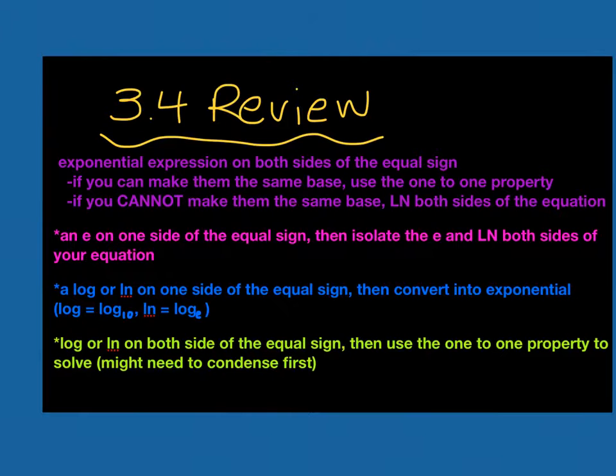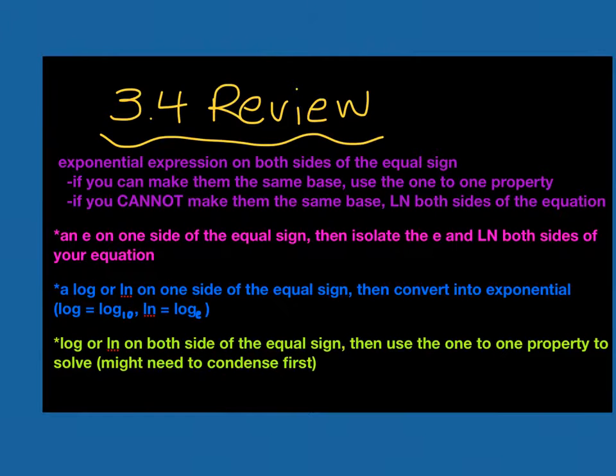And if they're different, and you can make them the same base, then you just have to use the one-to-one property. So if it was like 2 on the left and 4 on the right, I would change 4 to be 2 to the second power, solve it, that kind of thing. If you can't make them the same base, which I'll show you an example of in a little bit, then you will ln both sides of your equation. So I said it in yesterday's video, but we're making ln almost like a verb. We're finding the natural log of both sides of the equation, but instead of saying that whole thing every time, we're going to say that we're going to ln both sides of the equation.